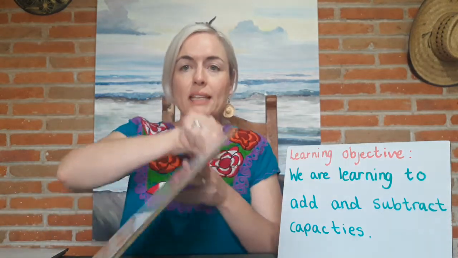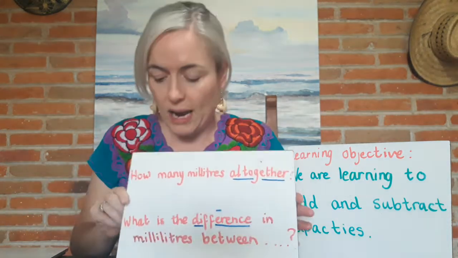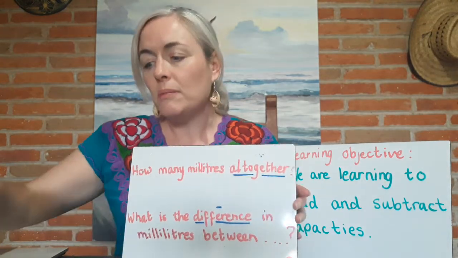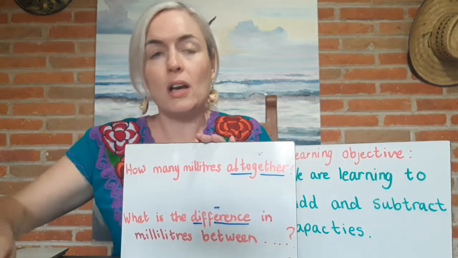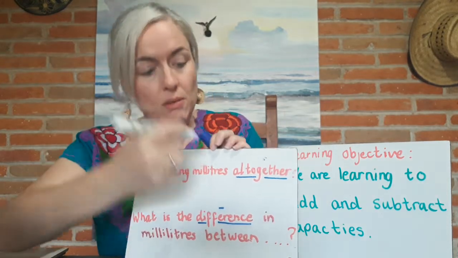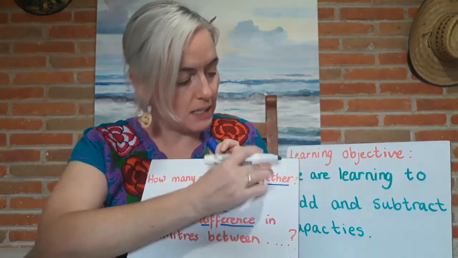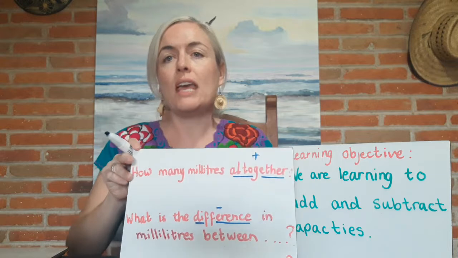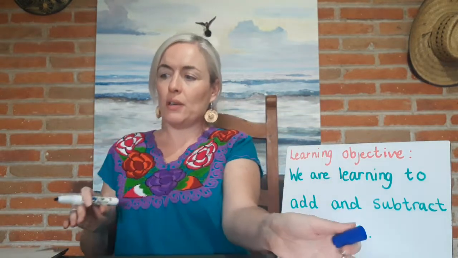So the questions that we had yesterday on our sheet were, how many milliliters altogether? And on Monday, I told you that when we talk about altogether, we talk about addition. We want to know how many there was all together, okay? So I label altogether means plus, addition, okay? So I'm going to do a little example for you here.